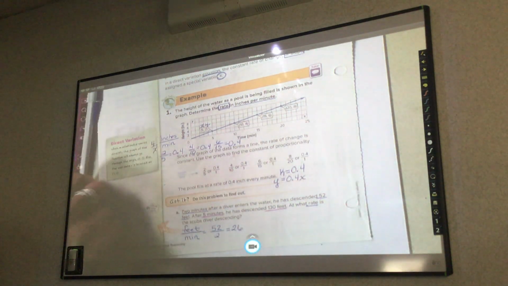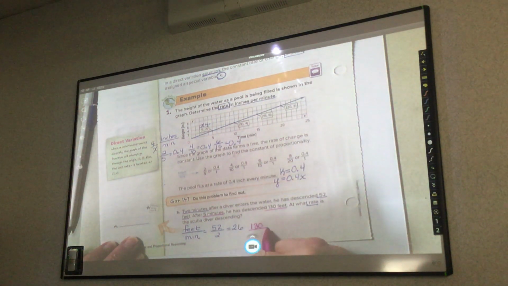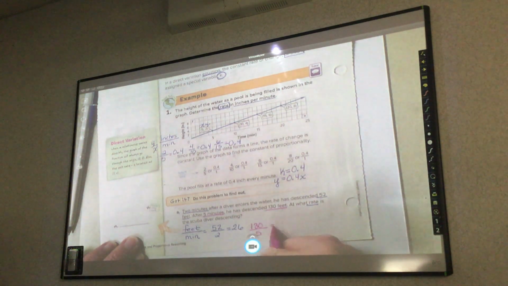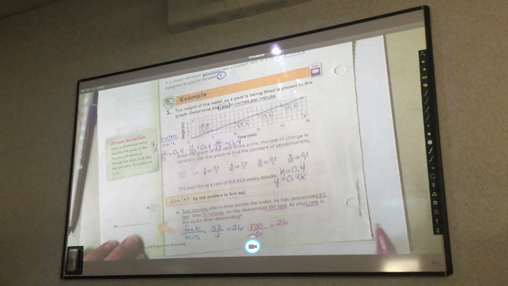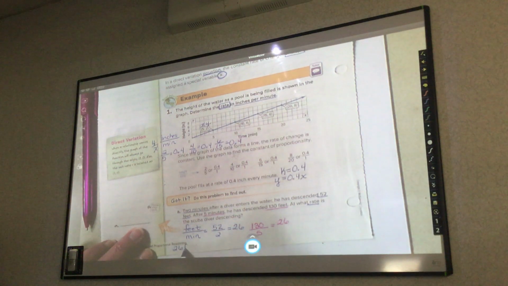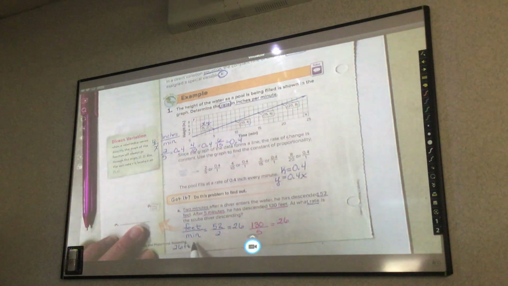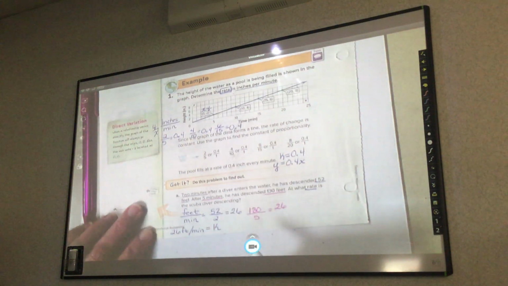Then I'm going to do it again. I have 130 feet in 5 minutes. What does that equal? 26. So what is our rate? 26. 26, so we would write that it is 26 feet per minute, which that is my constant, which is my K.